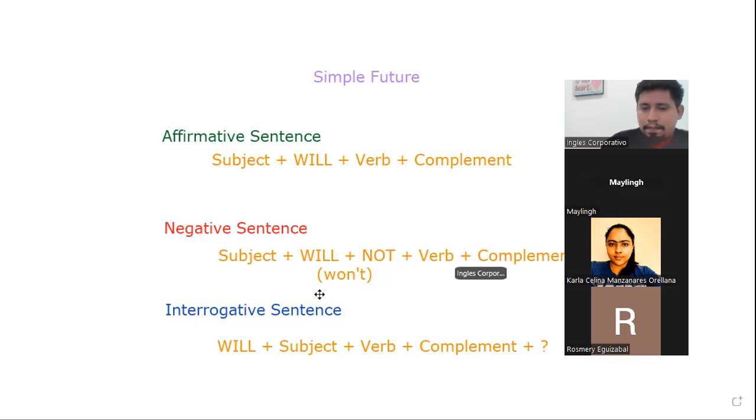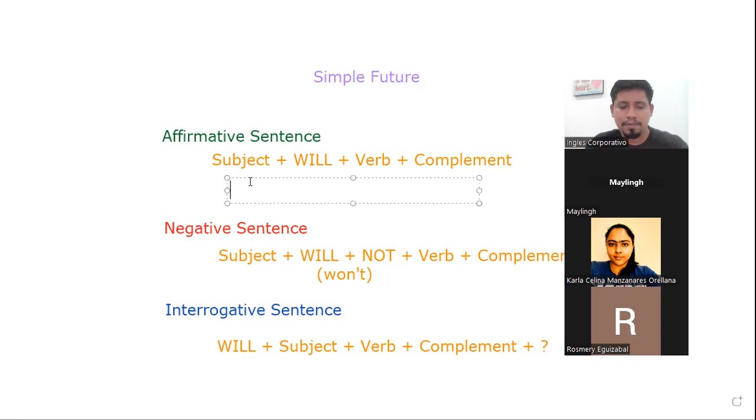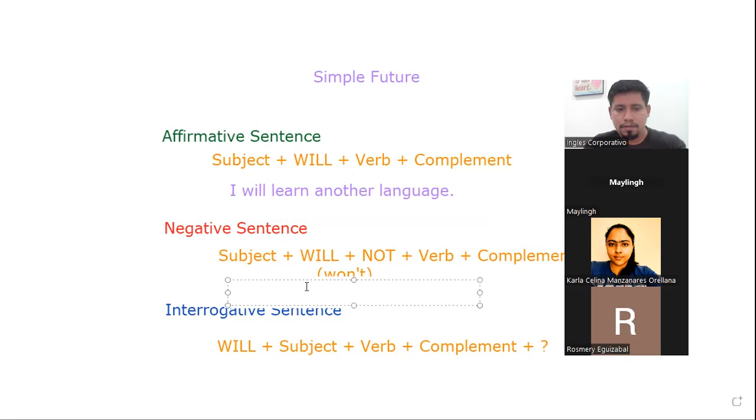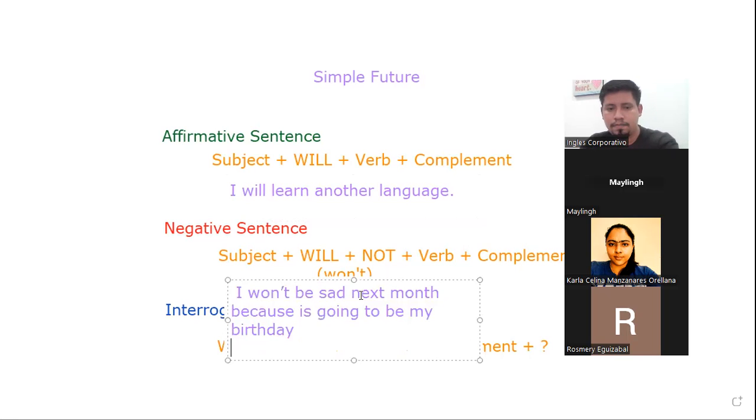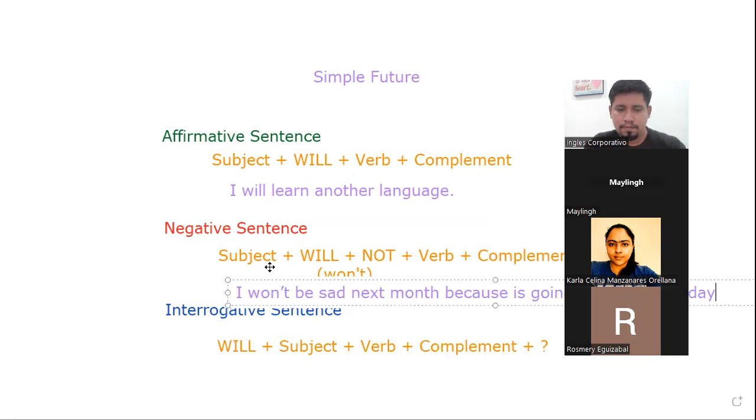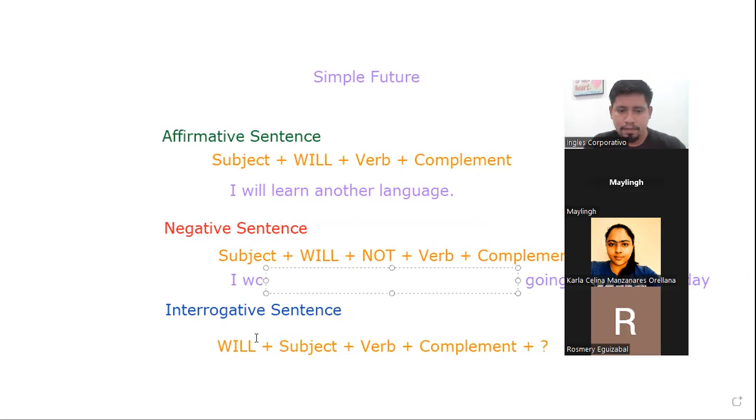Okay, Erica already shared the affirmative sentence: I will learn another language. Good. I'm going to copy and paste these just to give you some examples. Basically, these are your examples. Let me use this color. Purple is better. Give me one example. Negative: I won't be sad next month because it's going to be my... Oh yeah. Okay, I'm going to take this one too. Okay, Eric, there you have. And the last one, right?